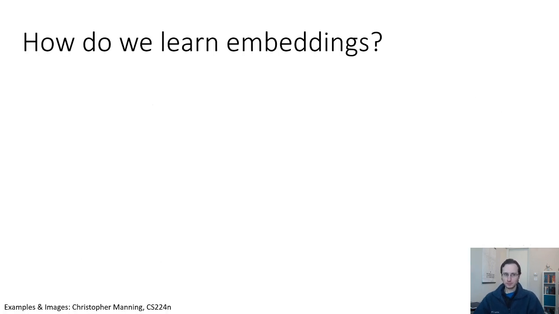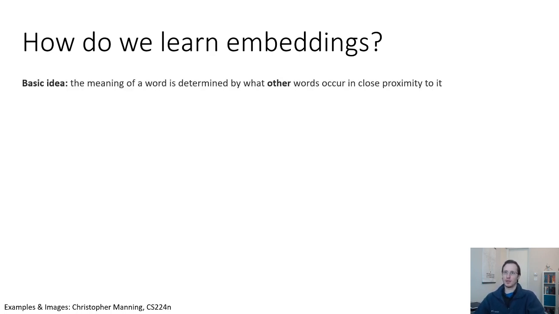Okay, so let's talk about how we can acquire these sorts of embeddings. The basic idea that we're going to draw on is that the meaning of a word is to a large extent determined by what other words occur in close proximity to it. This is not an obvious statement, but if you think about it, it actually makes sense. Like the word reign is used close to words like king and queen, and maybe to a lesser extent dictator or president. So you might surmise from that the word reign has something to do with leaders of countries, and then you would put it closer to the leaders of countries.